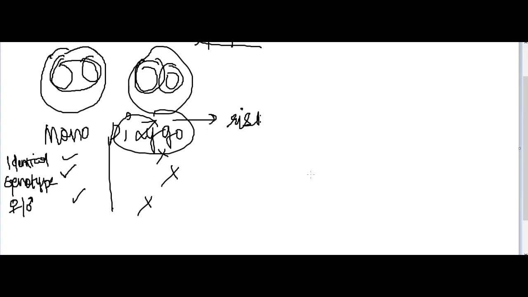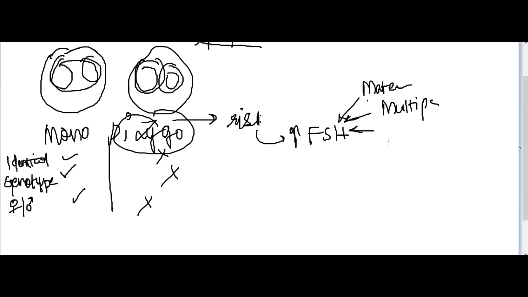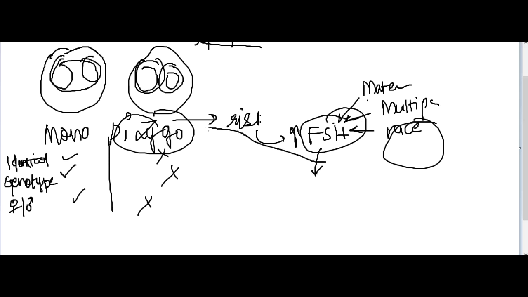The major risk factors of dizygotic twins include, one, increasing FSH. Any reason which can increase FSH, like maternal age, or multiparity, or some races. Whenever there is an increase in FSH, this will lead to dizygotic twins.